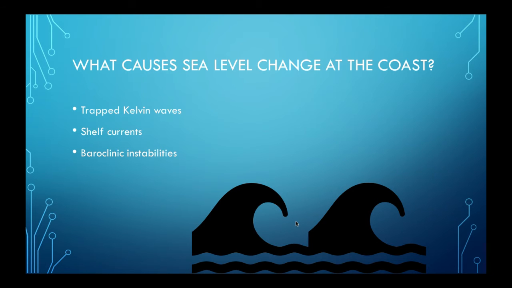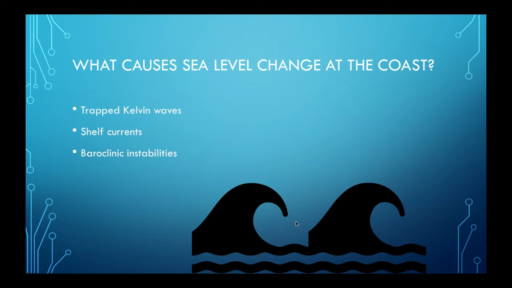So, trapped Kelvin waves are waves in the ocean that balance the Earth's Coriolis force against a topographic boundary. And here the boundary we're looking at is the coastline. A main feature of the Kelvin wave is that it's non-dispersive, so this means the group velocity will equal the phase velocity, and this results in it maintaining its shape as it moves along shore.